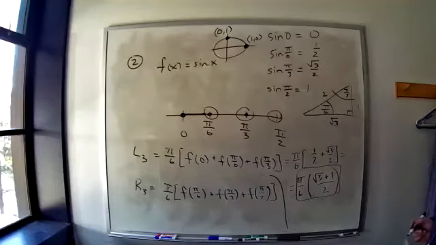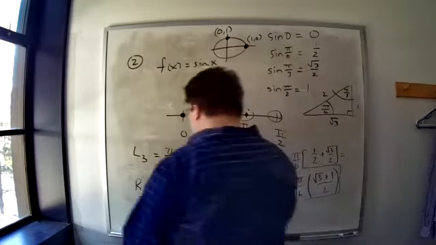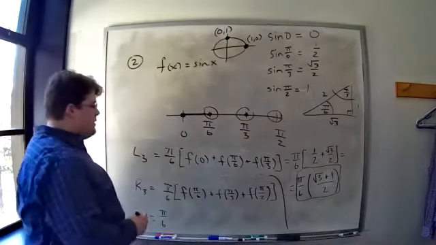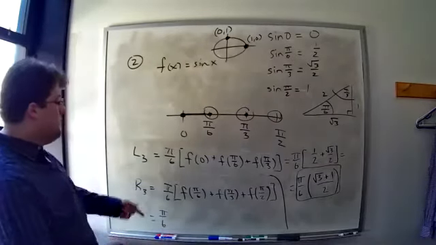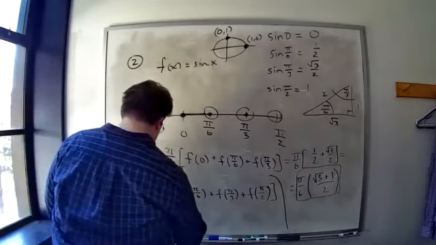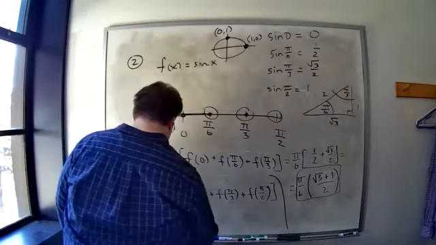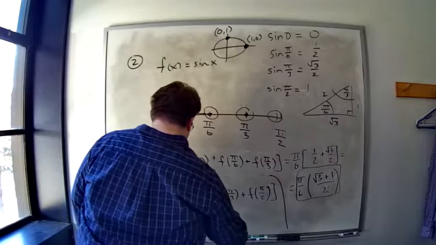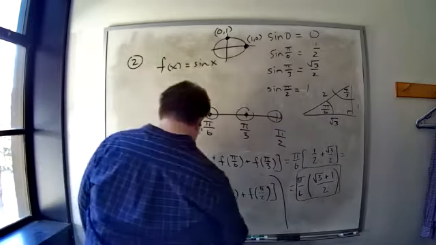Any questions about the left approximation? If you turn that into a decimal, it's incorrect because it needs to be exact. How about this other one? Well, pi over 6. F of pi over 6 is 1/2. F of the next one is √3 over 2. F of the last one is 1.